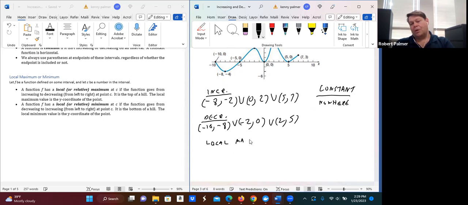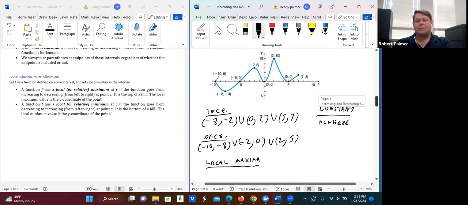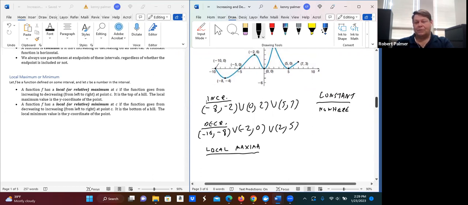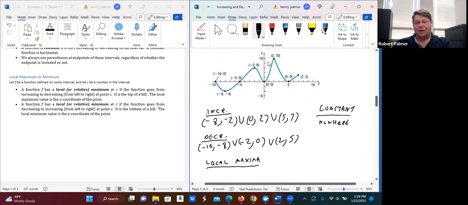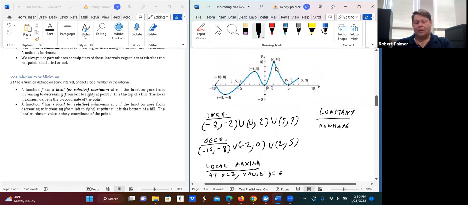local maxima, we could have one, we could have more than one, we could have none. Okay, so remember these are the tops of a hill. All right, looks like we have at least 2. So here and here. So we have a couple. So one at x equals 2. Then the value of that local maximum is y is equal to 6. Okay, that's one. We have one more.